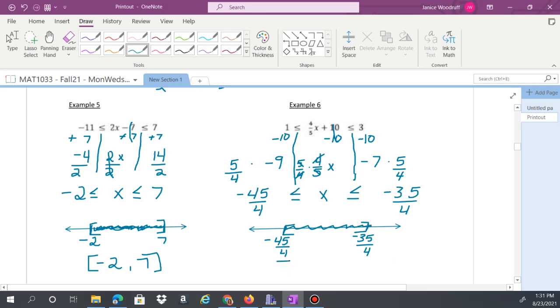And then interval notation, bracket, -45 over 4, comma, -35 over 4, bracket.